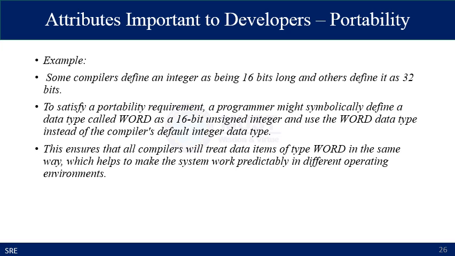So as an example, some compilers define an integer as being 16 bits long and others define it as 32 bits. So to satisfy the portability requirements, a programmer might symbolically define a data type called word as a 16-bit unsigned integer and use the word data type instead of the compiler's default integer data type. This ensures that all the compilers will treat data items of type word in the same way, which helps to make the system work predictably in different operating environments.